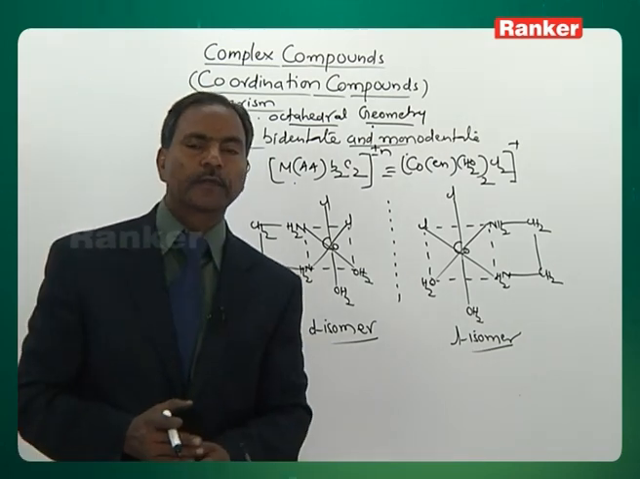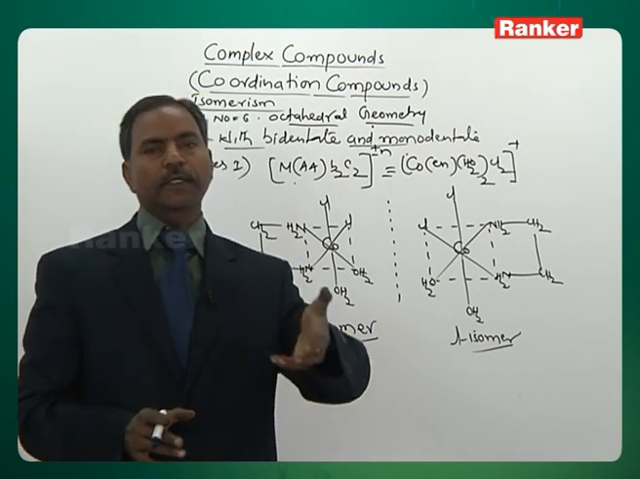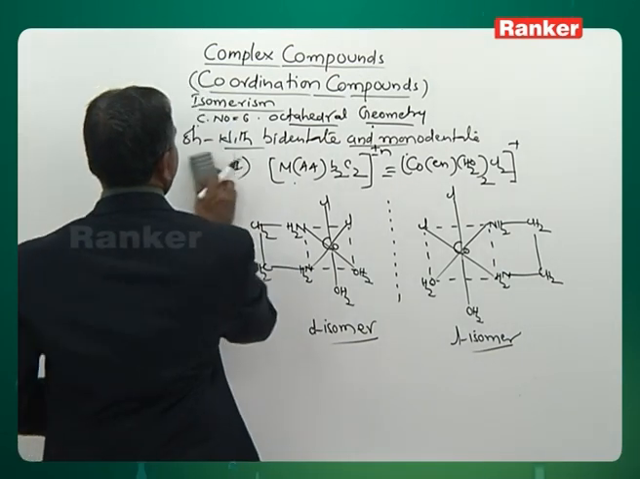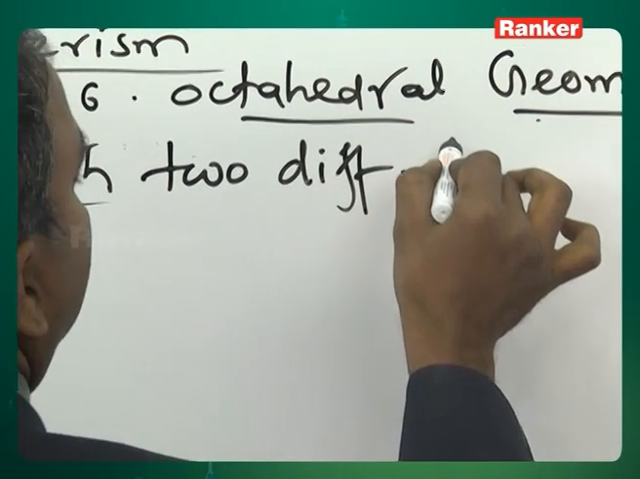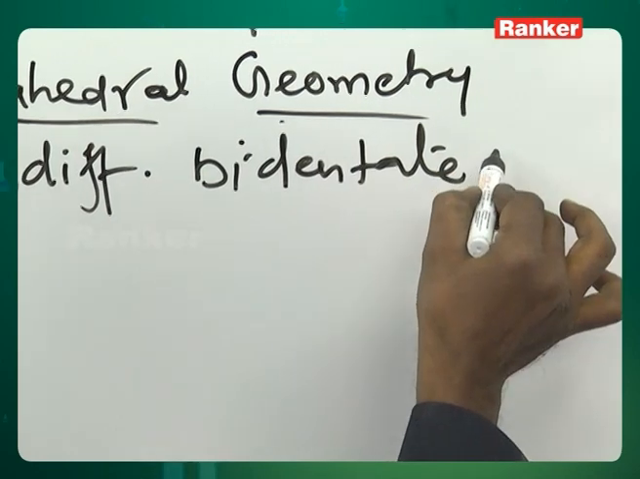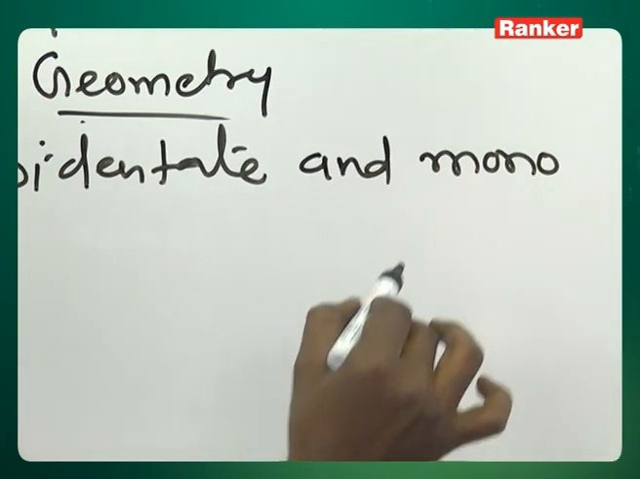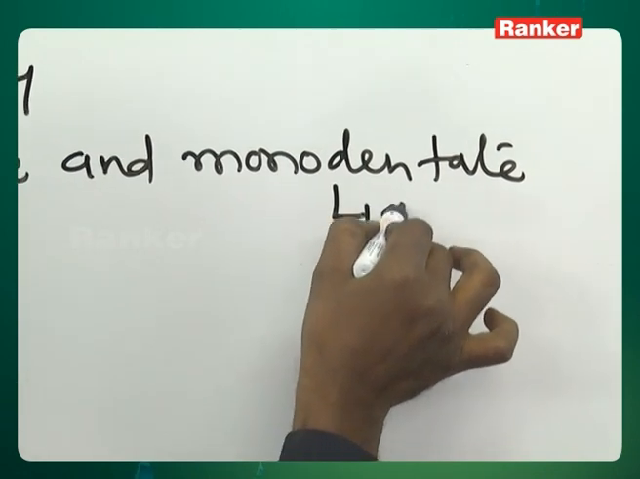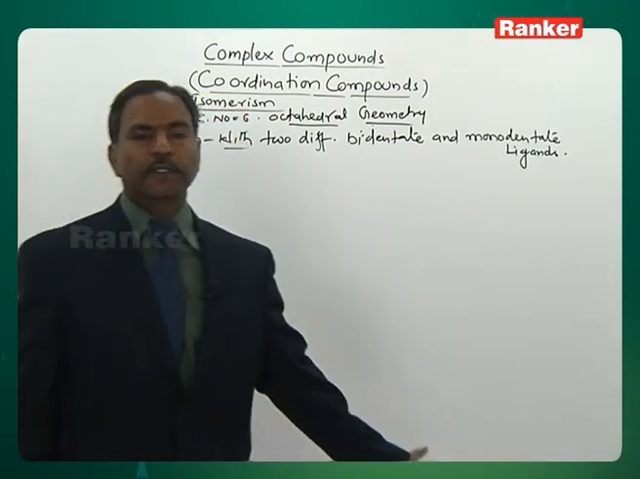Next, let us see. In some cases, octahedral geometry may carry two different bidentate ligands, two different bidentates and monodentates. Let us see the next. Two different bidentate and monodentate ligands. This model, let me write one more way.